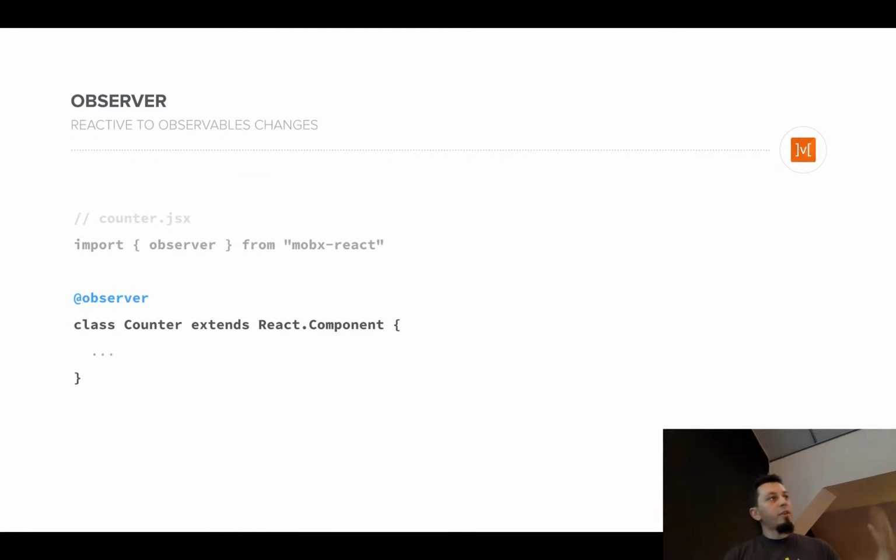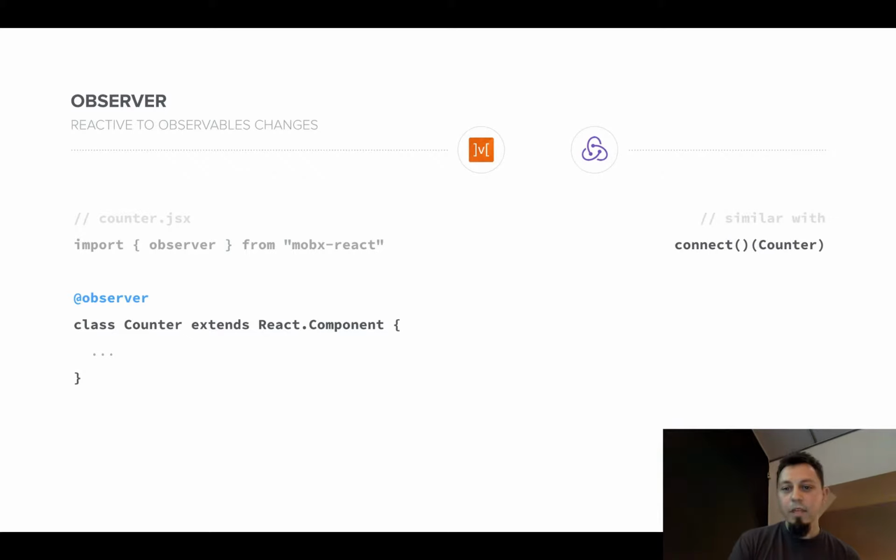Since we have observables, they can be observed by some observers. So our observers are the components, in our case, the React components. Observer is imported from MobX React, which is the glue between MobX and React. And there is also a MobX NG, which is the glue between MobX and Angular, right? You basically decorate your components using this @observer decorator. This is similar to the connect method in Redux. You connect your component to the store.